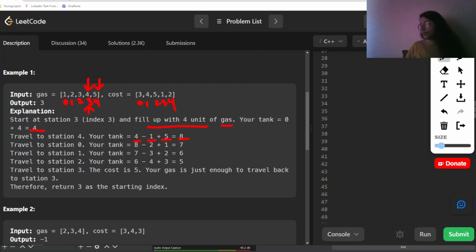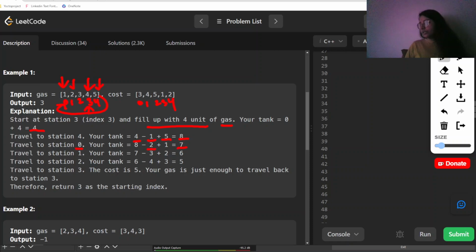Then if we travel to station 0, now we are going here. From this first starting station, we are moving ahead 2 stations. So that's a -2, and plus 1 for the gas amount which is already there at that station. So now in our tank a total of 7 is the amount which would be there.